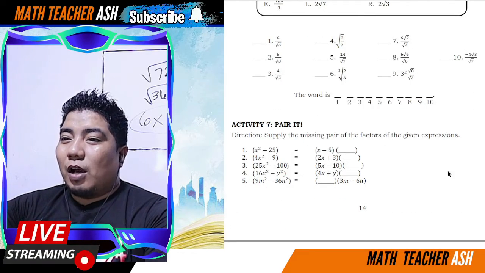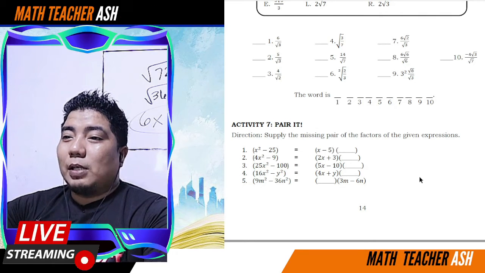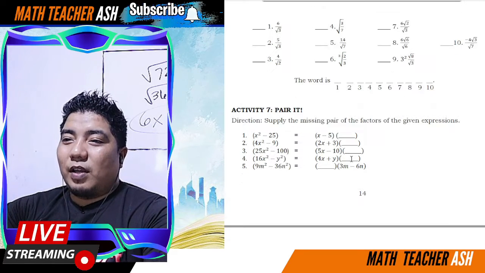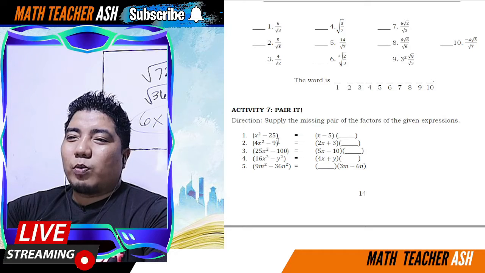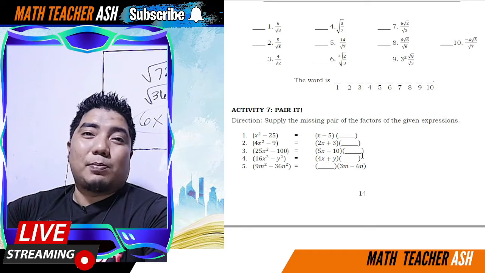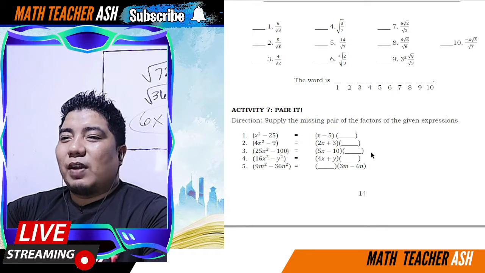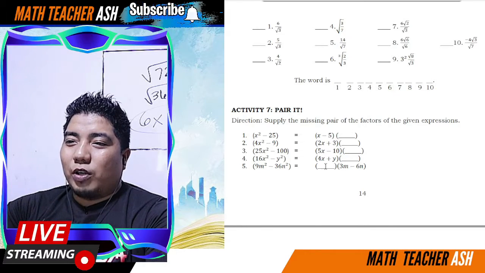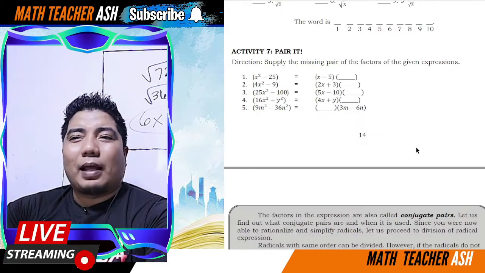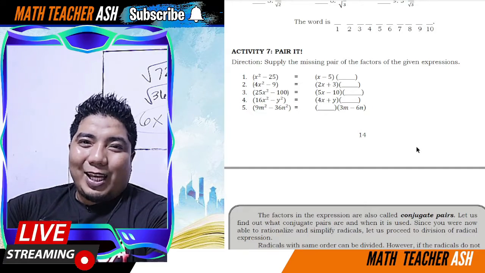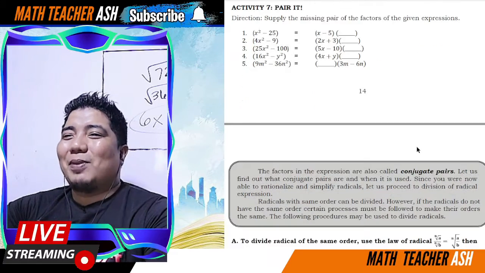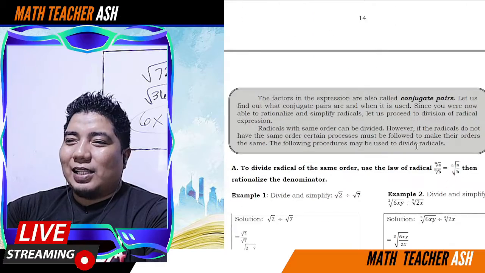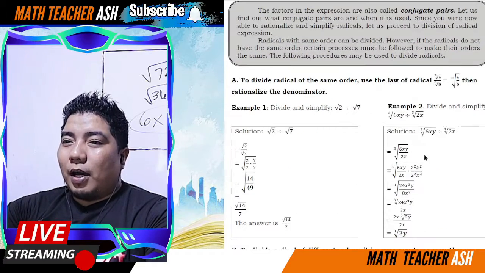Okay. So, now we have here supply the missing pair of the factors of the given expression. Okay. So, if you have x squared minus 25, of course, that is x minus 5 and x plus 5, the conjugate of that one. So, basically, you are getting the conjugate of this one. Okay? So, napakadali lang ng part na ito. In terms of conjugate, balikan nyo yung sa simplification of radicals.